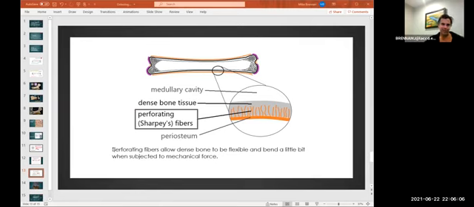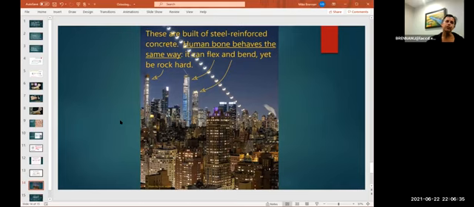FYI. Okay, so what perforating fibers do, think of them as like steel rebar in steel reinforced concrete. They allow this hard, rocky, stony substance to flex and bend. You don't think of concrete as being like a piece of wood able to flex and bend, but steel reinforced concrete can do that. Bones can do that because of so much collagen embedded in them. So you could argue steel reinforced concrete and human bone tissue kind of behave the same way. Flexes and bends like a palm tree in the wind, yet it's as hard as stone.